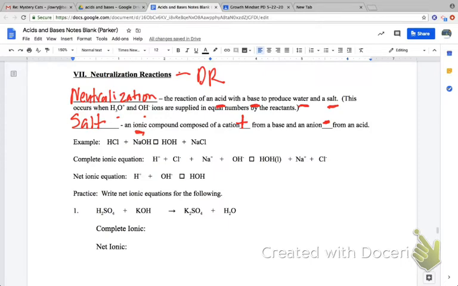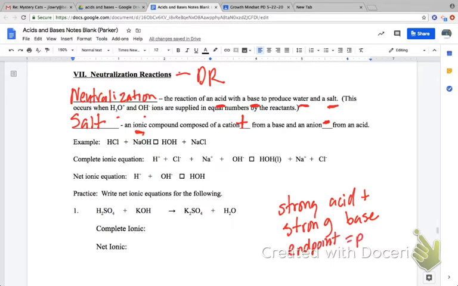As we talk about titrations today, we're going to be talking about strong acids and strong bases when we mix those two. So if I have a strong acid plus a strong base, that's going to give me the neutralization reaction. And when I get to the end point, the pH would be about 7.